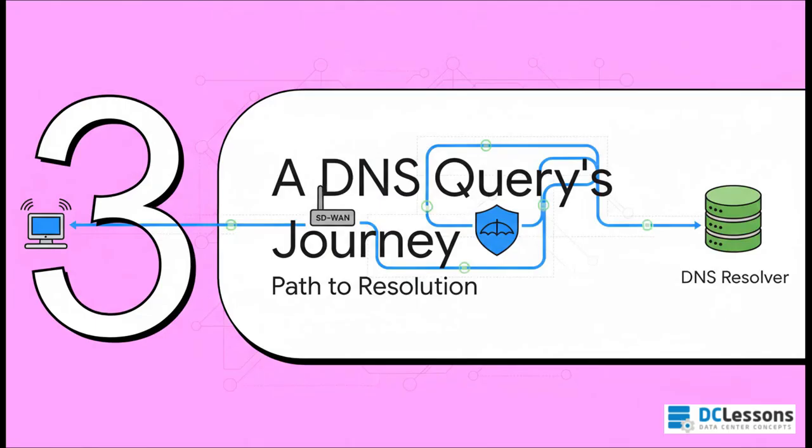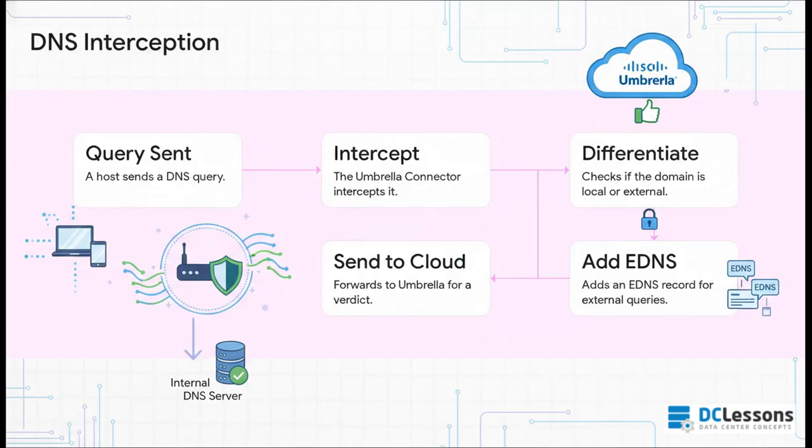All right, now that we know about the connector, let's get into the really fun stuff. Let's trace the journey of a single DNS query. We're going to follow it from the user's machine all the way to resolution and dig into the technical details of how it all gets inspected. Okay, here's the flow. Your device wants to go to, say, website.com. The Umbrella connector grabs that request.